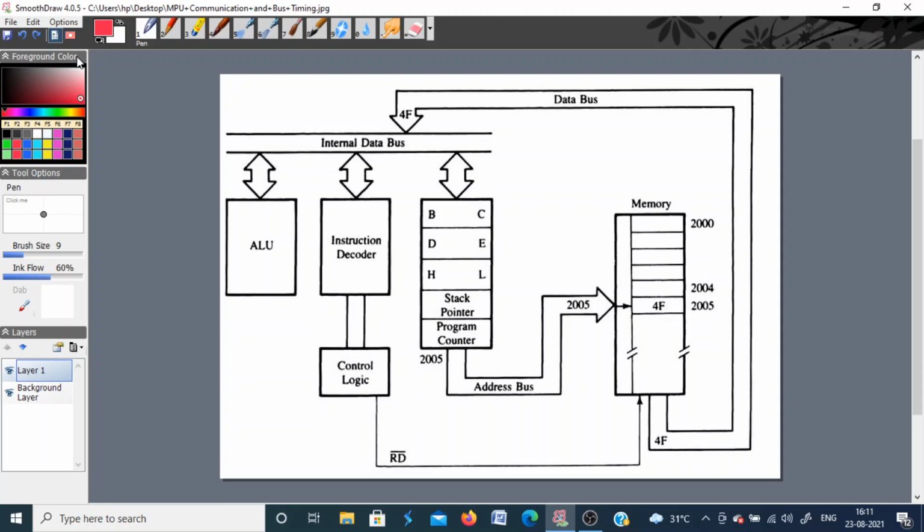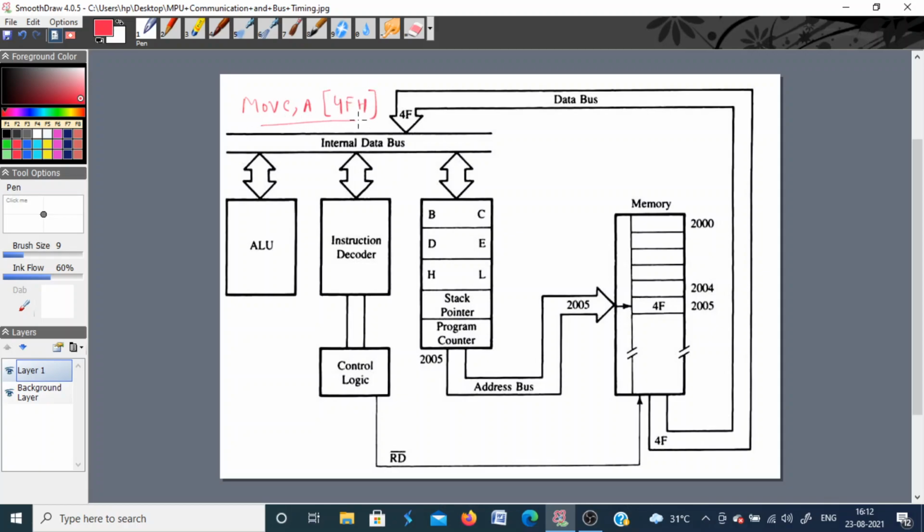Okay, welcome again. So today we will discuss the timing diagrams. But before I go into the timing diagrams, we'll just go through how the microprocessor communicates between the memory and the other input-output devices. So this diagram basically gives you the microprocessor communication and the timing for the instruction MOV C, A, and the operation code for this is 4FH.